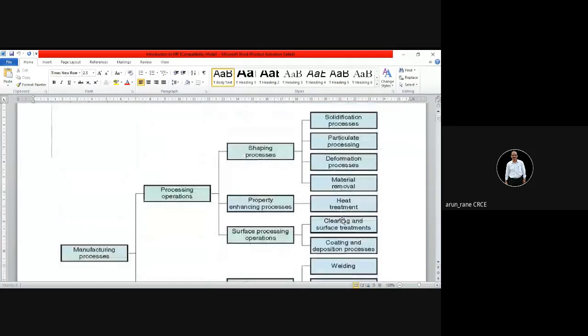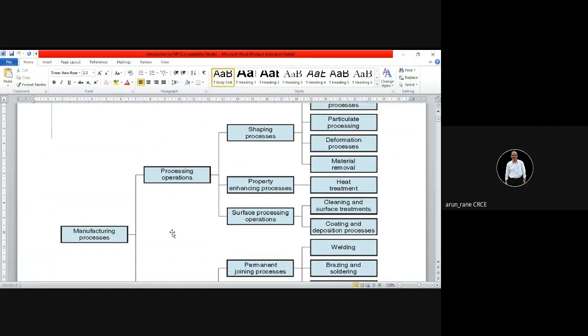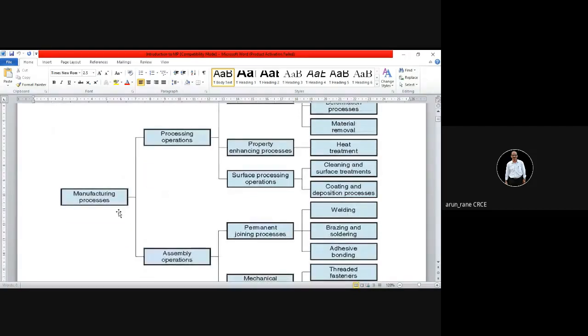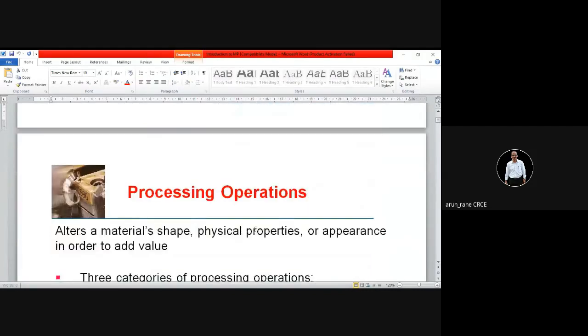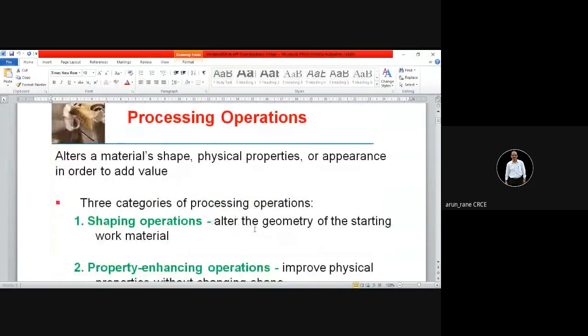So I think these shaping processes are all clear. Shaping processes means what? Which gives the shapes to the product. So of course, this slide is important: solidification, particulate processing, deformation process. Because the question can be asked, describe the different types of manufacturing processes. So for this, you have to draw this flow chart. Not in detail, but you should know what is a shaping operation.